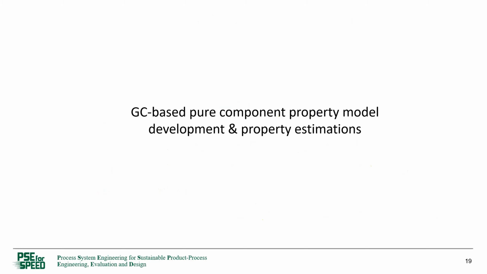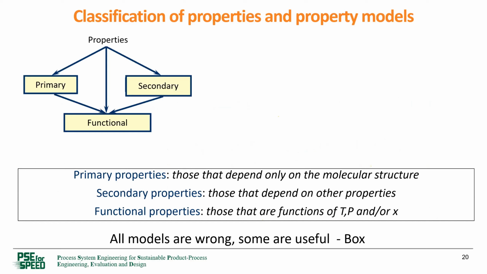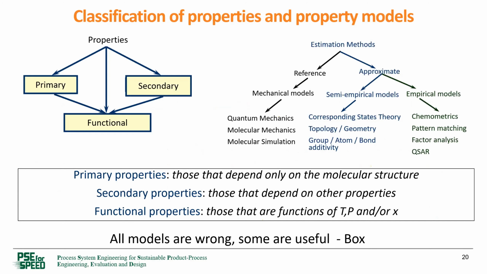So the property modeling that I'm going to show for pure compound properties, primary properties, is using the group contribution approach. Again, I'm showing you the classification of the properties and the kind of properties. Now I will introduce you to the classification of the models that can handle this kind of properties. If you look at estimation methods, in my opinion, there are two types.